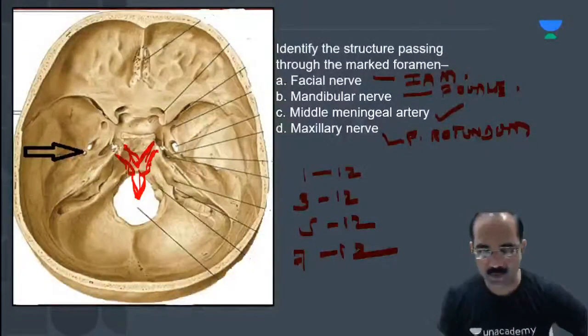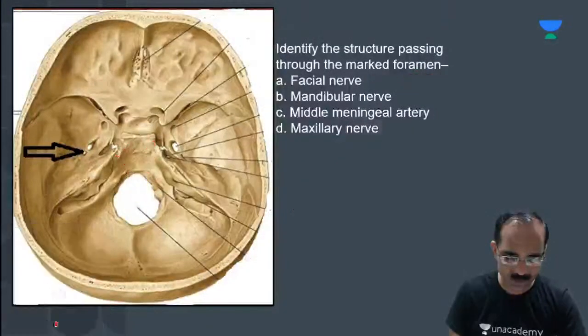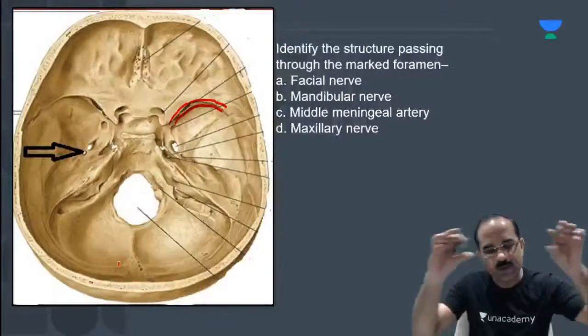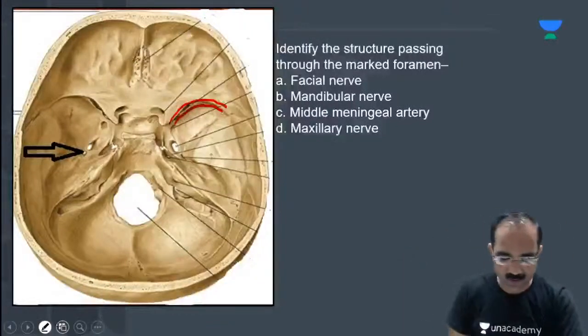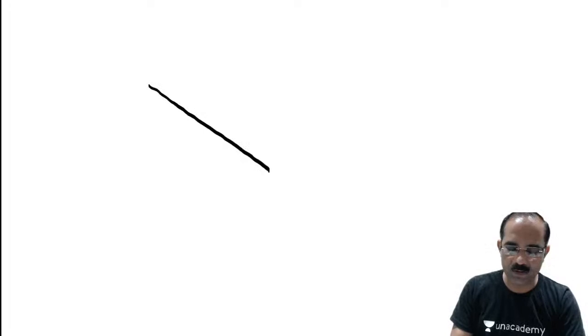Superior orbital fissure. Okay, look here, one moment, I'll tell you. What is this? This is the lesser wing of sphenoid, and just below the lesser wing of sphenoid there's an elongated fissure like this. What is that fissure known as? That is the superior orbital fissure, and it is something like this.